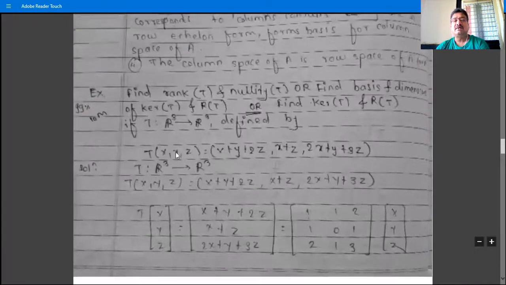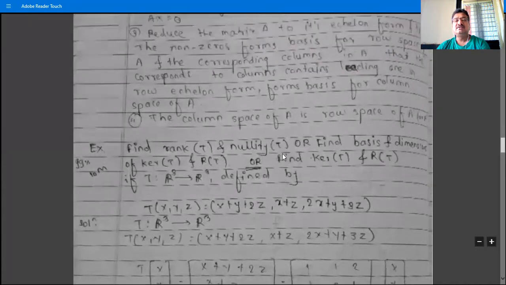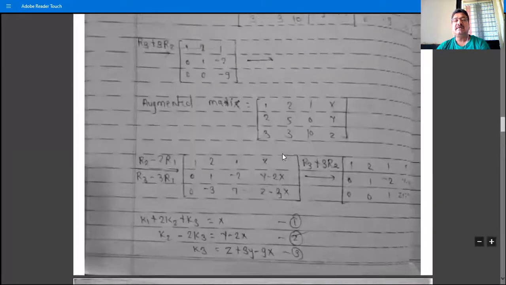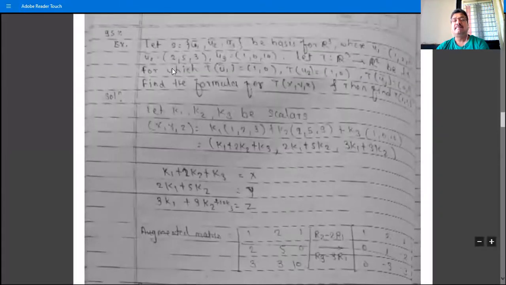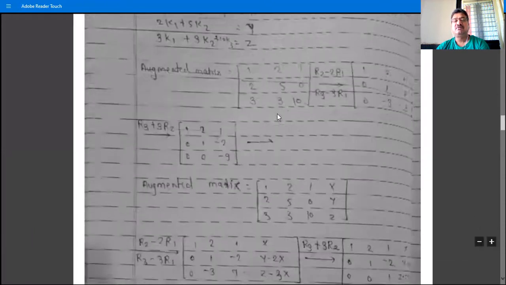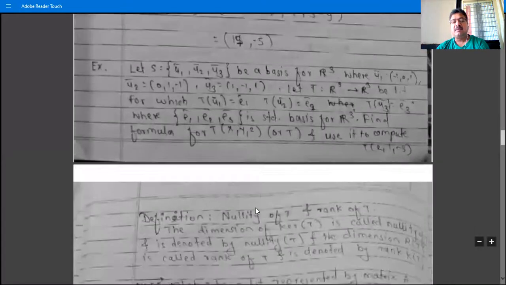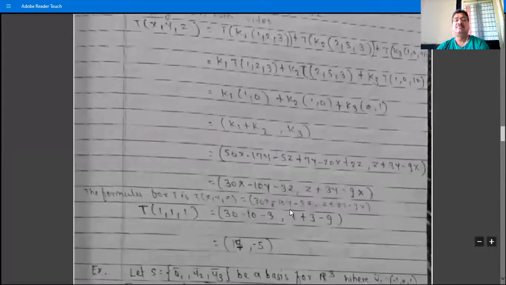So in this example, we have to find the rank of T and nullity of T, or the basis and dimension of the kernel of T and range of T, and the formula for the linear transformation is given. In some examples, we are given the images of the basis elements of the domain, and now we have to find the formula for T(x,y,z), the formula for that linear transformation. Then we have to find its rank and nullity.